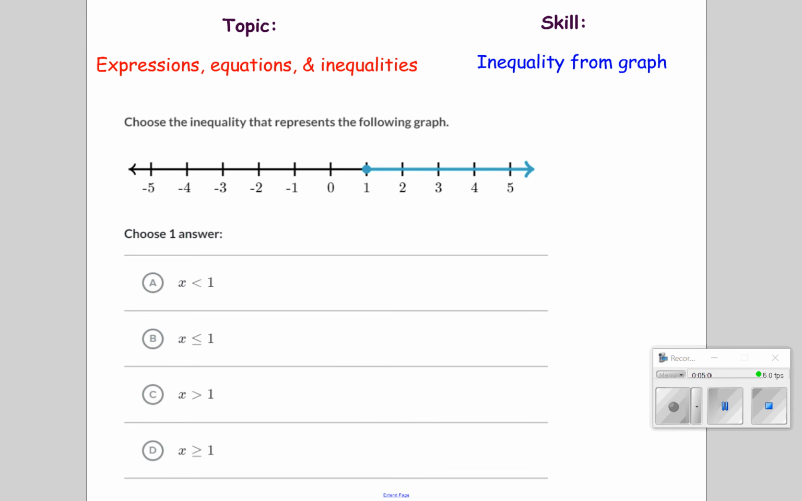I think we have one more. This is a shaded circle at 1 and shaded to the right. So if I put x here and 1 there, we know that x is all the values bigger than 1, so x has to be greater than 1, but it also includes 1 because it's shaded in, so x is greater than or equal to 1, which is that value right there.